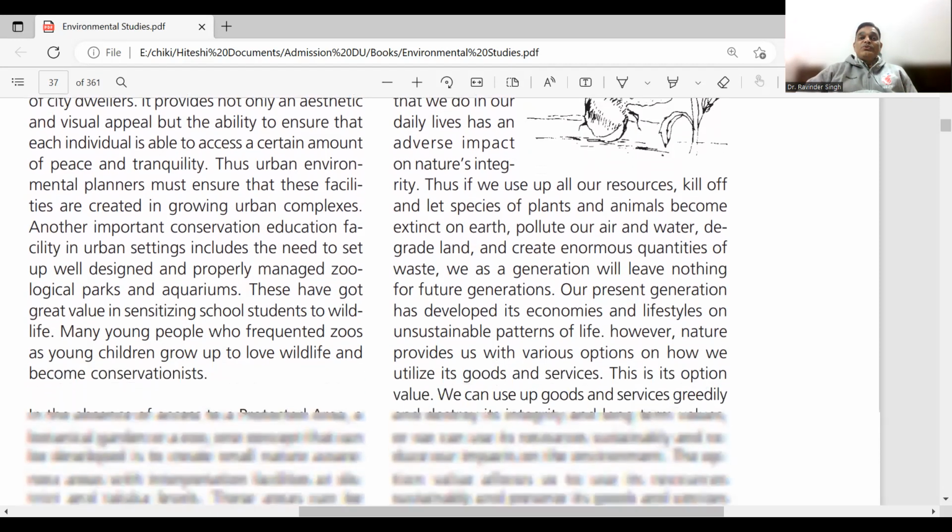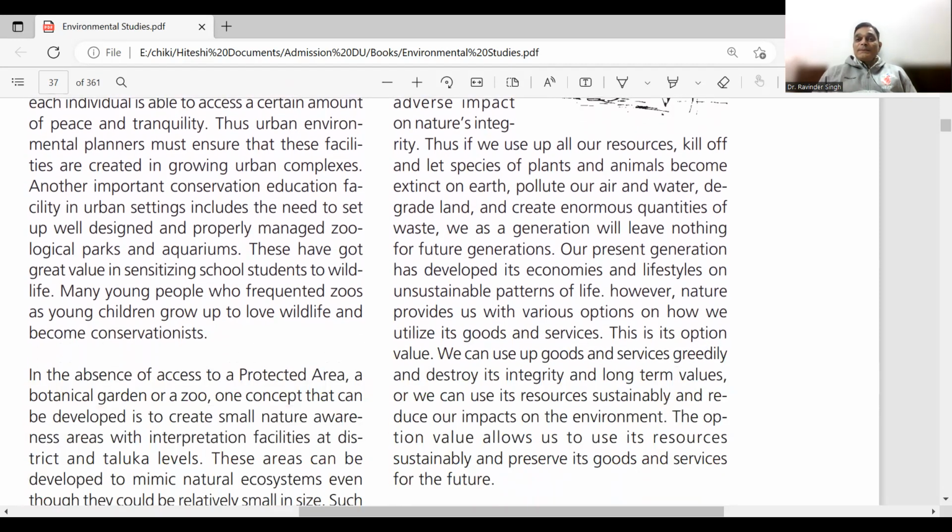Thus, we use up all our resources, let species of plants and animals become extinct on earth, pollute our air and water, degrade land, and create enormous quantities of waste. We as a generation will leave nothing for future generations. Our present generation has developed its economies and lifestyles on an unsustainable pattern of life.